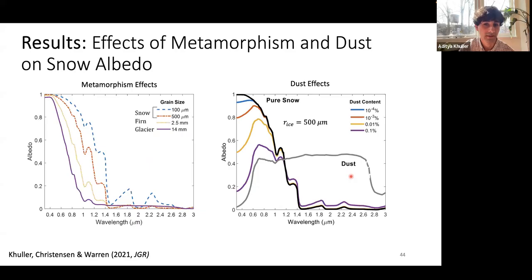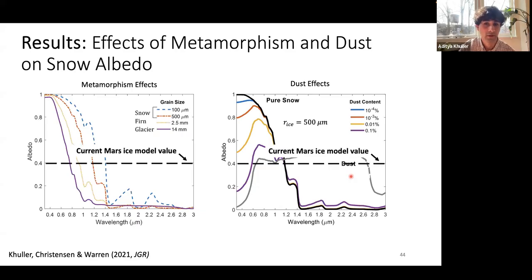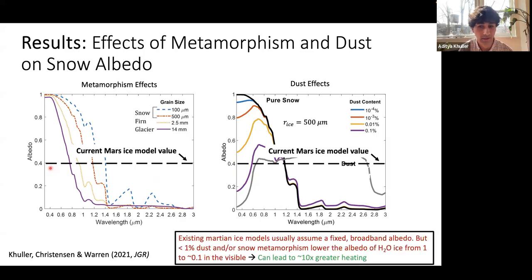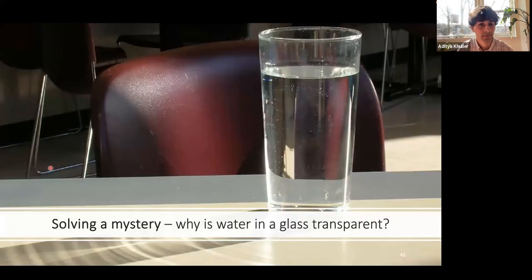And to summarize, these are the two results from before. What most Mars ice models do right now, what is the albedo of ice? It's 0.4. Again, they won't account for the spectral variation, which can again lead to 10 times more heating when you account for dust as well as how big the grains are. So these factors are very important.